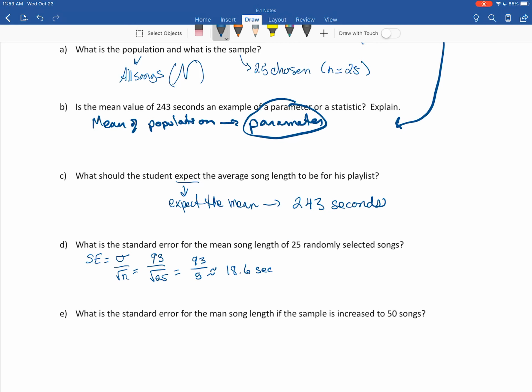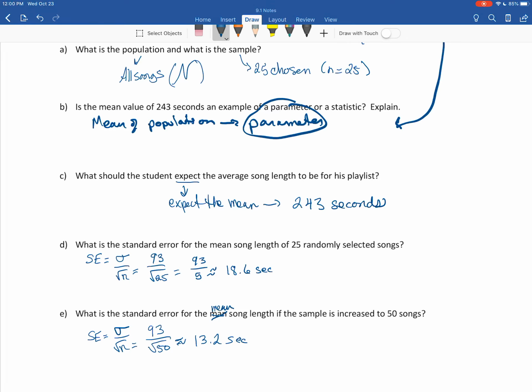This should say, what is the standard error for the mean song length if the sample is increased to 50 songs? So what if he did a 50 song playlist? What will the standard error be then? Well, let's just change our formula. It's still going to be 93, but now over the square root of 50. And if I use my calculator on that, I should get about 13.2 seconds.